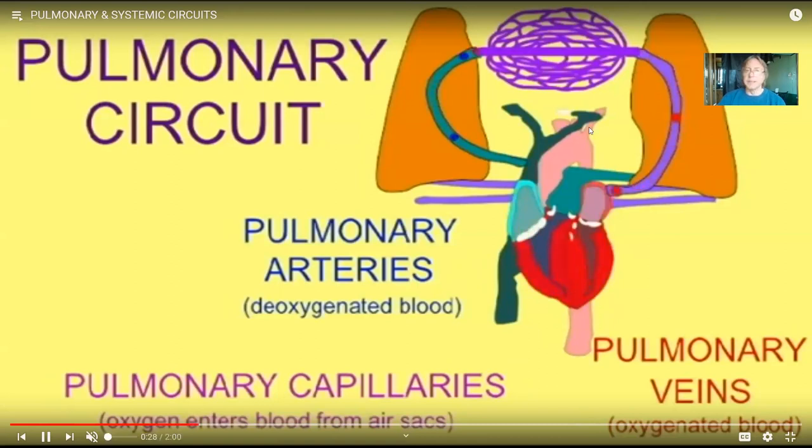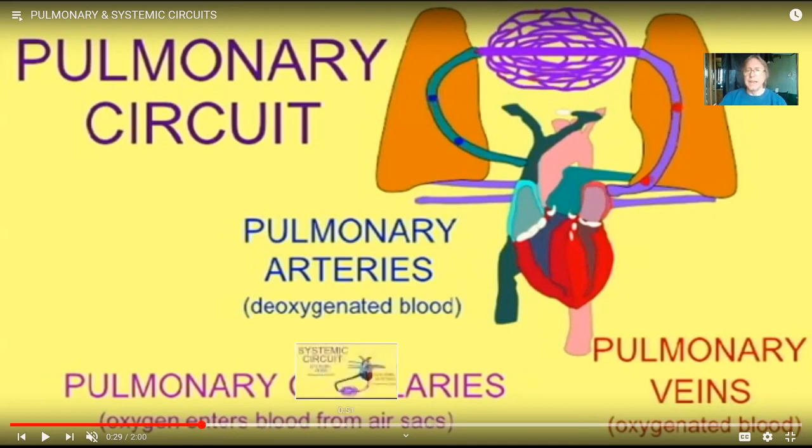So notice that in this loop, what we call the pulmonary circuit, the loop where the right ventricle pumps blood to the lungs and back, the arteries have the blue deoxygenated blood, and the pulmonary veins have the red oxygenated blood. And so it's a trick question if you were to ask whether arteries or veins carry oxygenated or deoxygenated blood. It depends on which circuit you're talking about. In the pulmonary circuit, the right ventricle is the pump, and the arteries contain the blue deoxygenated blood, the veins contain the red oxygenated blood.